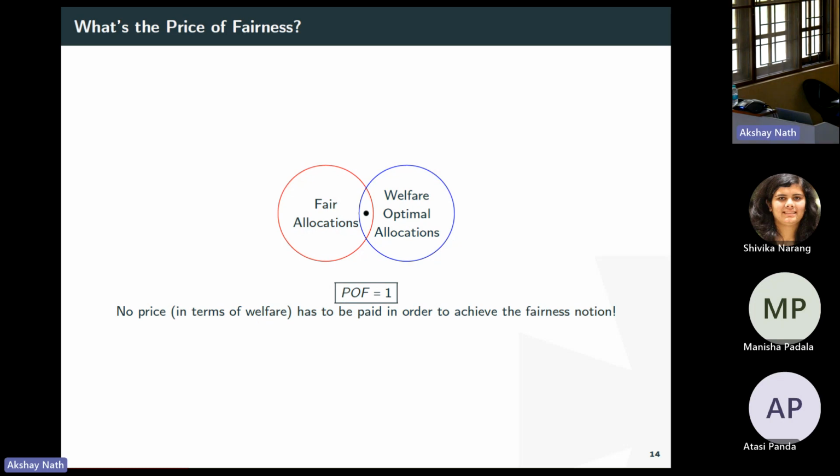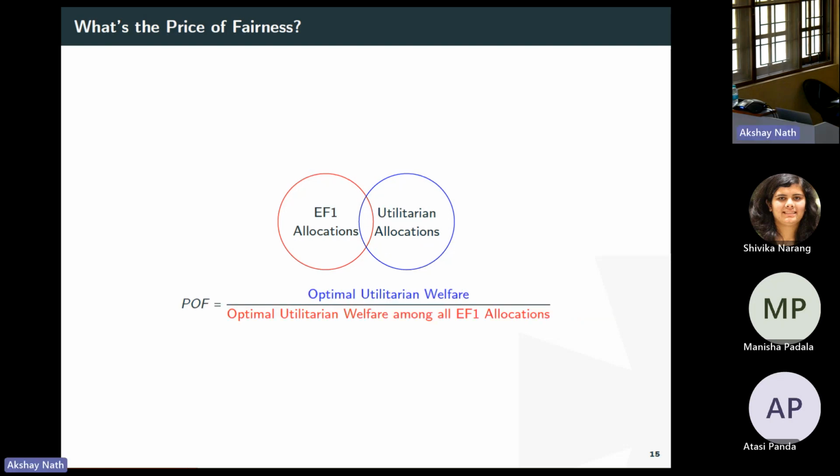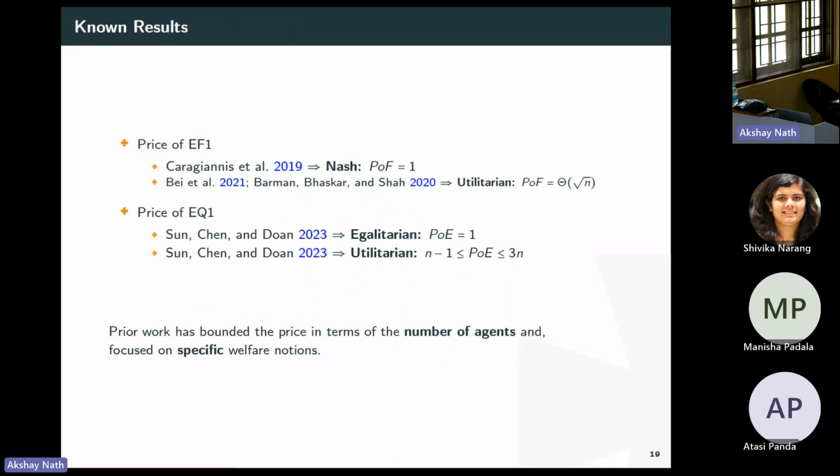Okay, so whenever this intersection is non-empty, that's the best case scenario, right? You have a fair allocation that also maximizes the welfare. Now you can plug in your favorite fairness notion here, your favorite welfare notion here, and ask the question: what is the price in every setting? Okay, so let's look at some of the prior works in this setting.